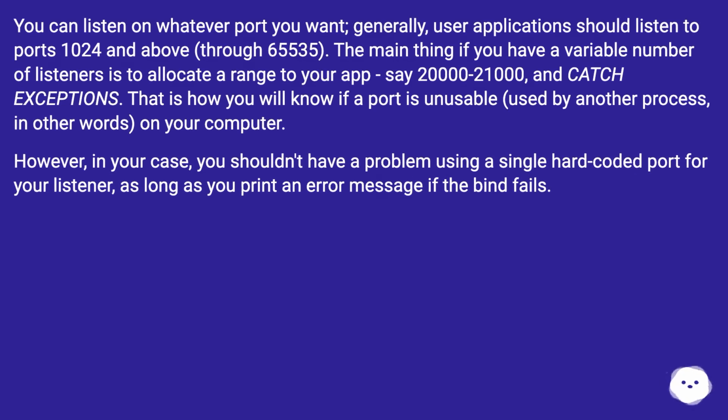You can listen on whatever port you want. Generally, user applications should listen to ports 1024 and above, through 65535. The main thing, if you have a variable number of listeners, is to allocate a range to your app, say 20,000 to 21,000, and catch exceptions. That is how you will know if a port is unusable, used by another process on your computer. However, in your case, you shouldn't have a problem using a single hard-coded port for your listener, as long as you print an error message if the bind fails.